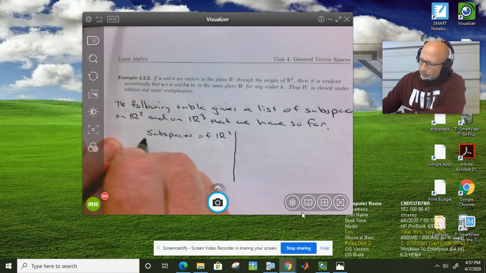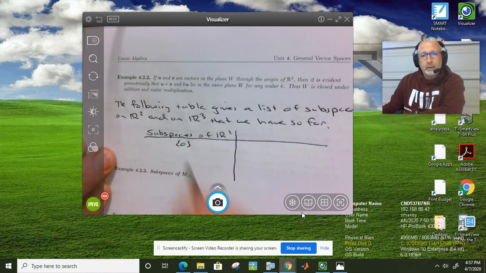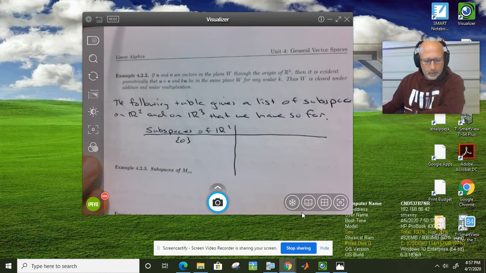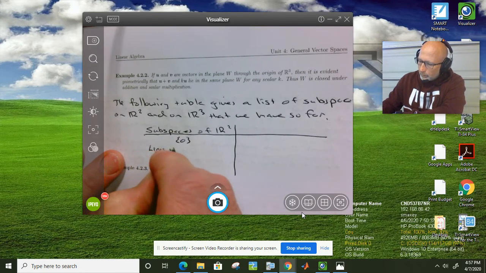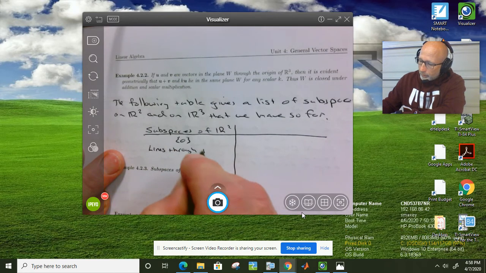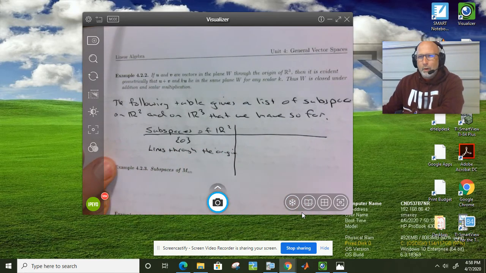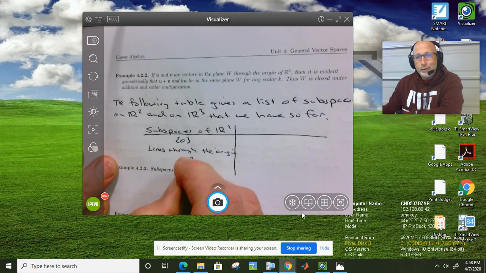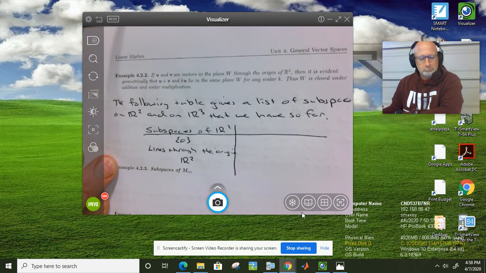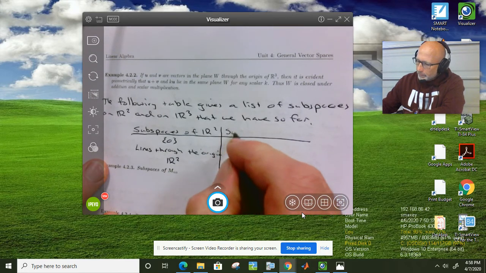Okay, so what are the ones that we talked about already? We talked about the 0 subspace. That's a subspace there. We also talked about lines through the origin. And we actually talked about one more, although indirectly, R2. R2 is a subspace of itself, which is kind of interesting. And then over here, we're going to have subspaces of R3.